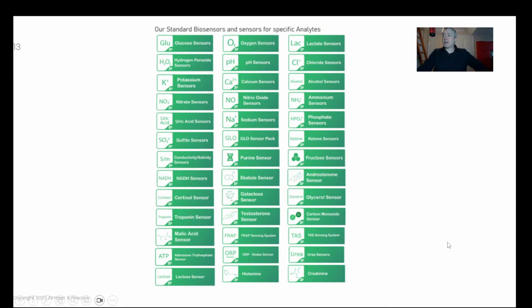Just to say, some of the targets they were looking for were things like sodium and potassium and phosphate. And we do have those, for example, in our standard biosensors.